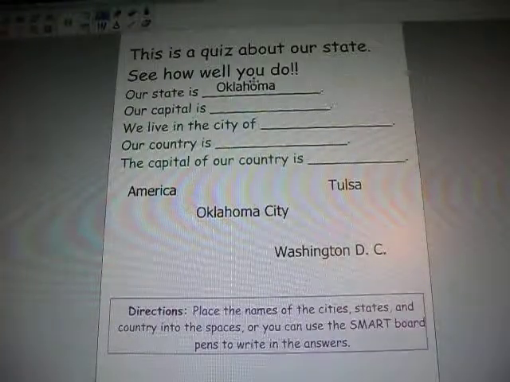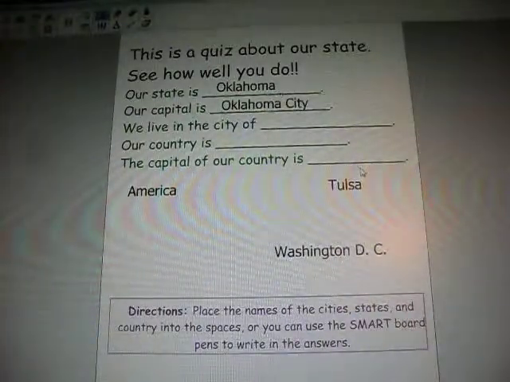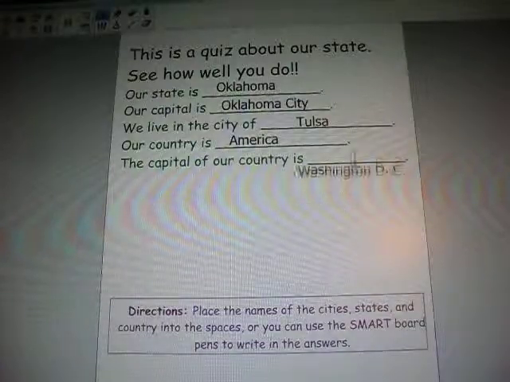Our state is Oklahoma, so they'll put that one there. Our capital is Oklahoma City, which we hadn't talked about, but that's the next thing. We live in the city of Tulsa. Our country is America, and the capital of our country is Washington, D.C. And some of these things that they will talk about in the next couple lessons.